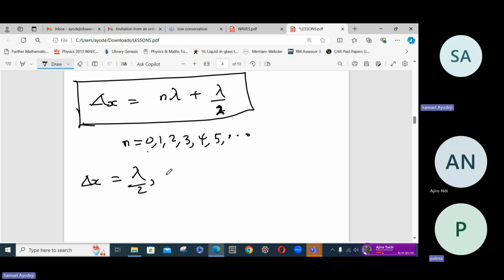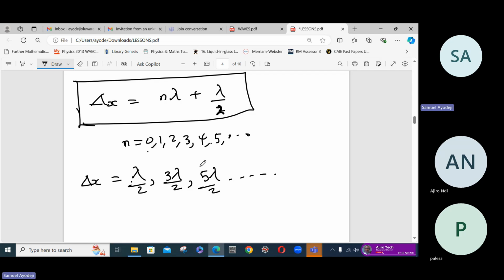That's what lambda over 2 has. Yes, 3 lambda over 2. The next one is 2 plus a half, 2.5, that is 5 lambda over 2, and so on. So you have 7, you have 9, you have 11, and so on. Now, did we get 0 here at all?